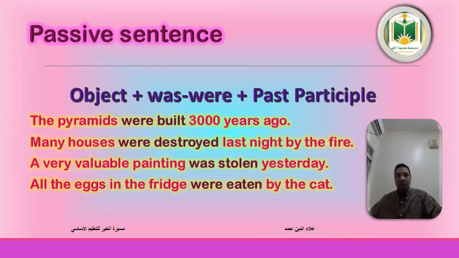Another example, all the eggs in the fridge were eaten by the cat. Also here in this sentence, all the eggs in the fridge are the object, not the subject. So we have here four sentences. All of them begin with the object, not the subject. And we use was or were plus the past participle to change an active sentence into a passive one in the past simple tense.